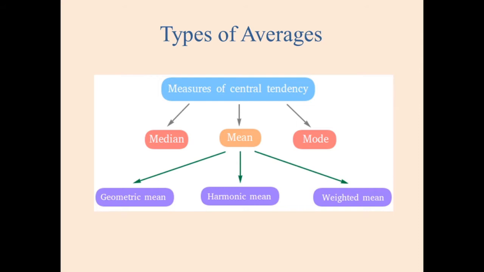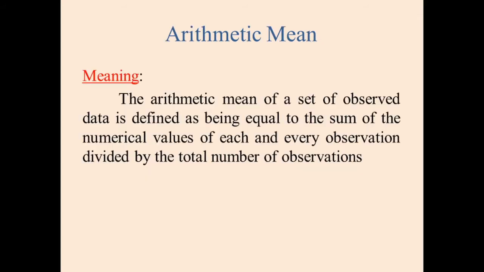Now we will come to the types of central tendency. Number one is arithmetic mean, then median, and mode. Under arithmetic mean, we have three related methods: geometric mean, harmonic mean, and weighted mean. First, we will see arithmetic mean.